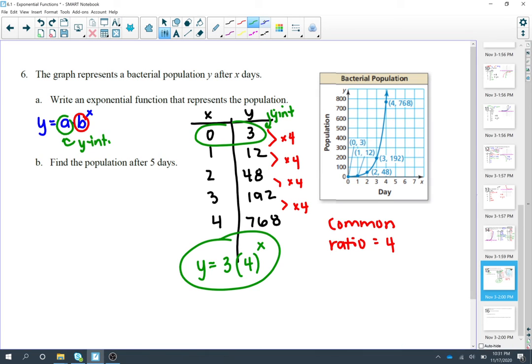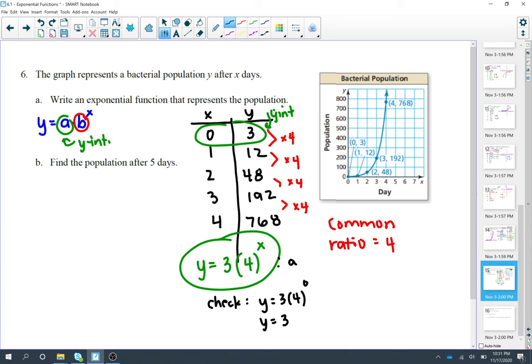Now, if we want to check that real quick, we're just going to substitute in some numbers. The easiest number to substitute in would be 0, and we should get out 3. So check. Y equals 3 times 4 to the 0 power. 4 to the 0 power is 1, times 3 is 3. So when I substitute in 0, I get 3. That tells me that my function is correct. Okay, so again, this is for part A.